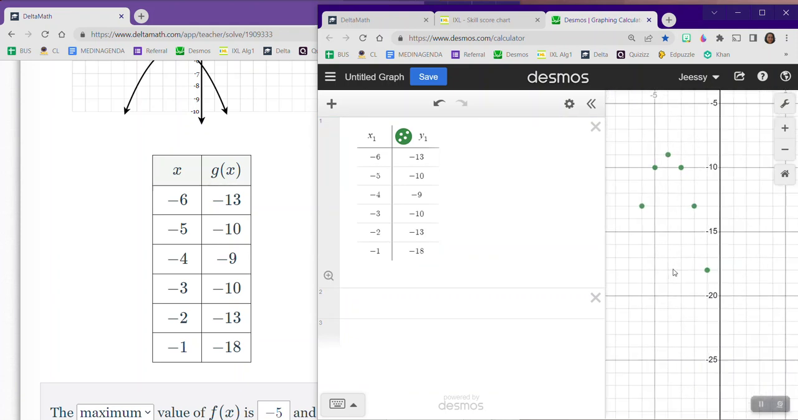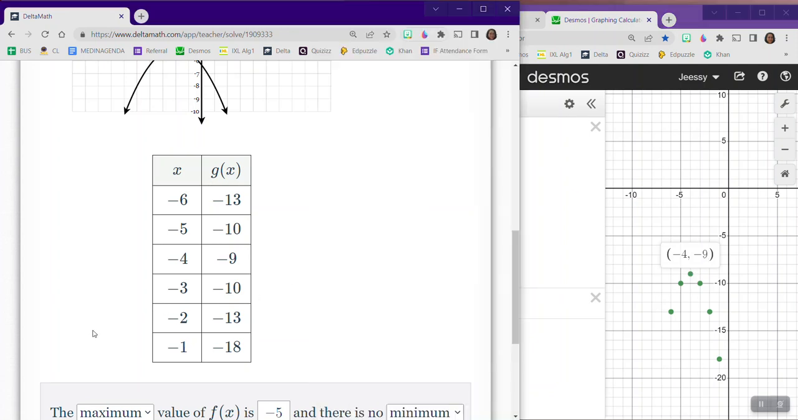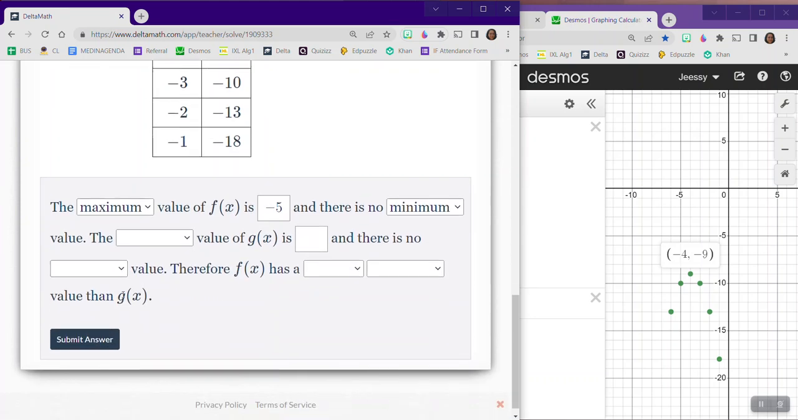And there you go. So you can see the shape there, see? So it looks like this parabola is going to have a maximum right here. And that point is -4, -9. The maximum of g of x, which is what we're plotting right now, is -9, the y value. And there is no minimum, because it has a maximum.